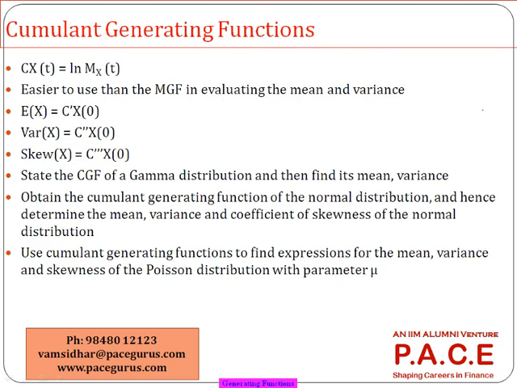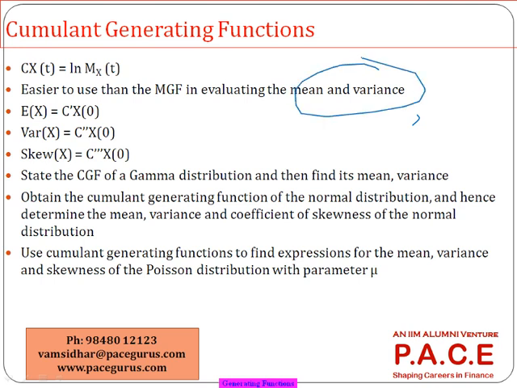Then the third category here is a cumulant, which is nothing but whatever the moment generating function is there, you take the logarithm of that. And we call it a cumulant generating function. The advantage of this cumulant is it directly gives you the mean and variance.